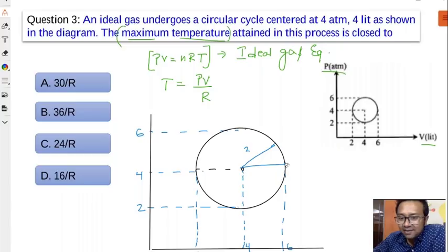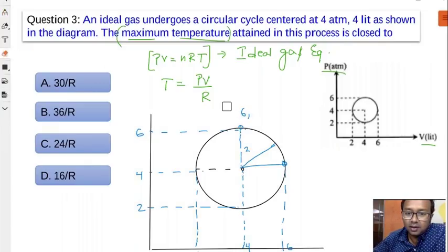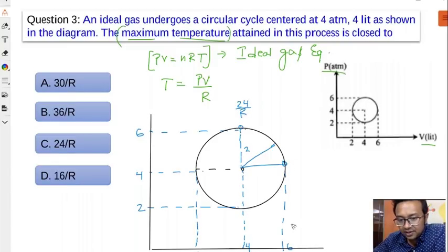So this is going to be 2. As I am going from here to this point here, students, tell me, what is the pressure here? 6. What is the volume here? 4. Okay, students, what is going to be the temperature out here? 24 upon R. What is going to be the temperature here? Pressure is 4, volume is 6. So if you calculate the temperature here, this is again going to be 24 upon R. Here also the temperature is 24 upon R.